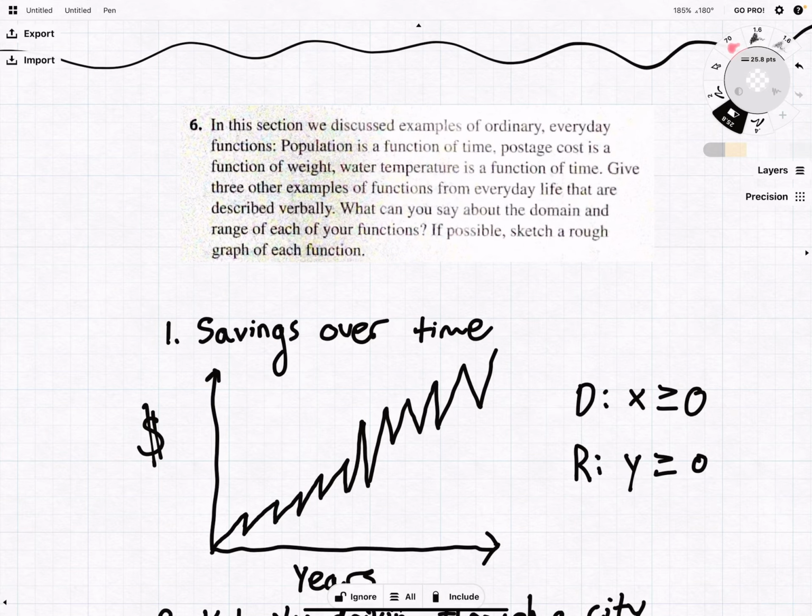The problem reads, in this section we discussed examples of ordinary everyday functions. Population is a function of time, postage cost is a function of weight, and water temperature is a function of time. Give 3 other examples of functions from everyday life that are described verbally. What can you say about the domain and range of each of your functions, and if possible, sketch a rough graph of each function.